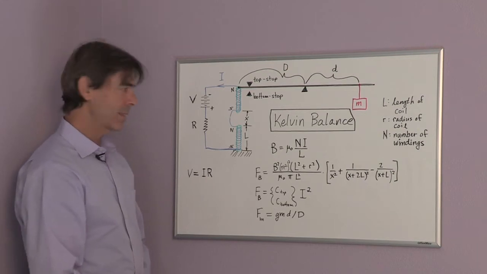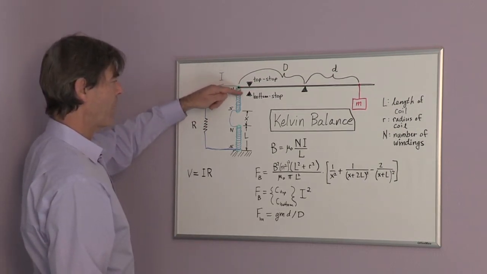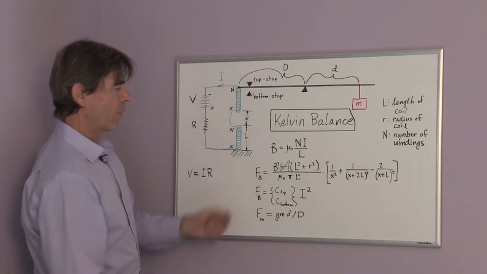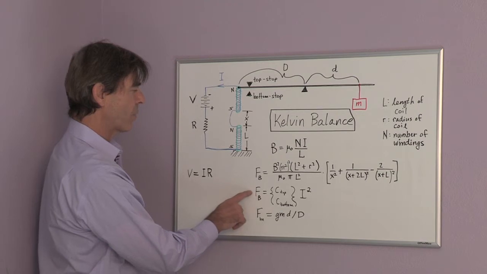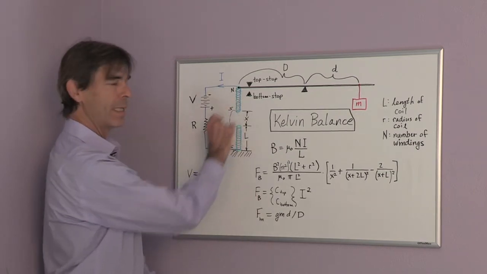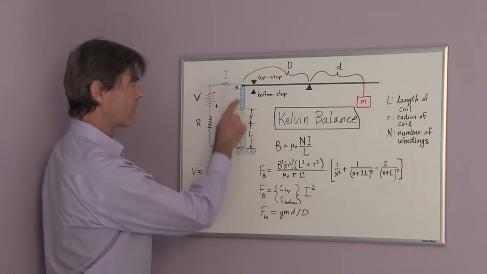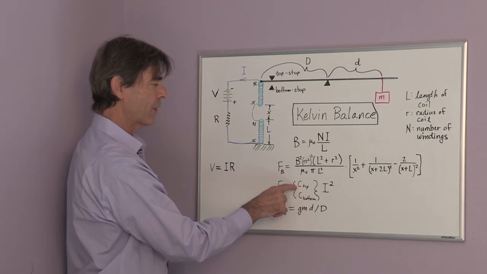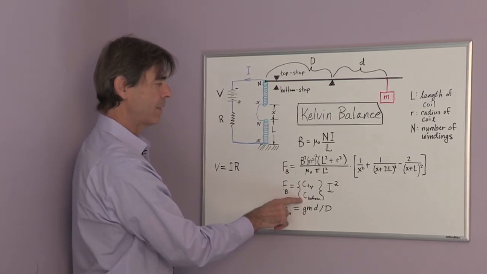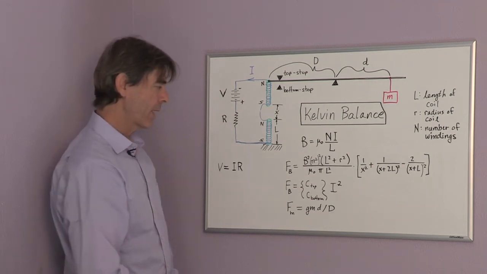Now, what this means is I can work out for the top stop and for the bottom stop what this expression is. And it turns out that the force that is between these two coils will depend on whether we're in the top position or in the bottom position. So I can work out the constant for the top position and the bottom position. And it's also proportional to the current squared.